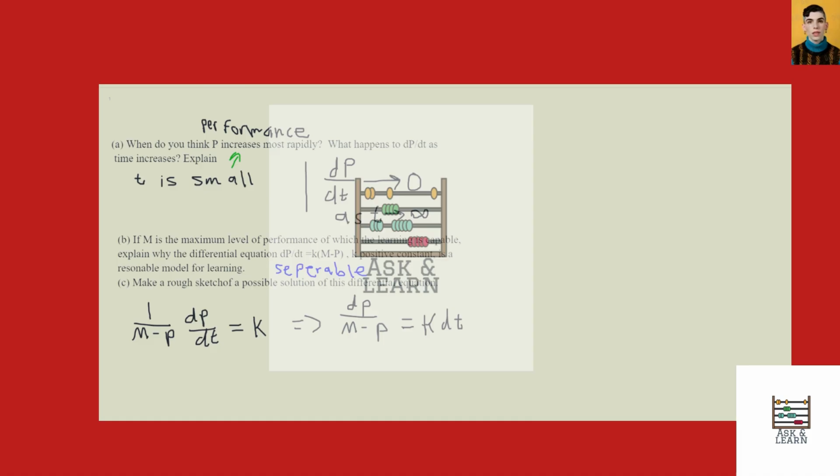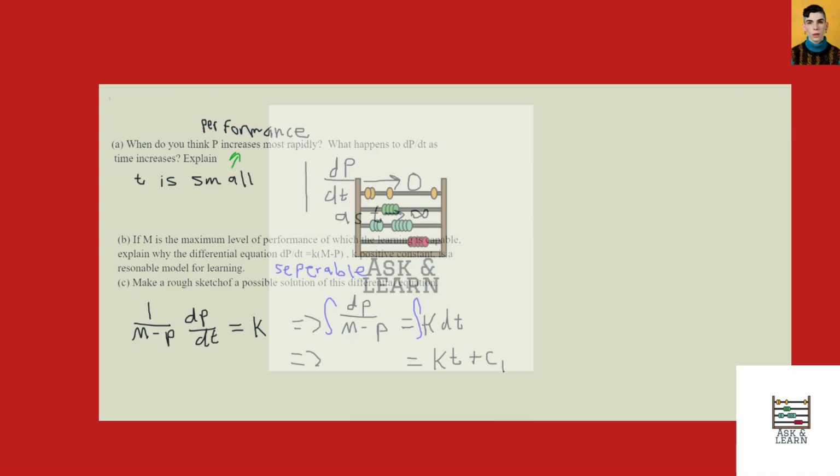So when I'm integrating this, M, since it's just some maximum level, will be a constant, as well as K, we're told it's just a constant. So if I integrate each side of this, the right-hand side will just be Kt plus some constant C1.